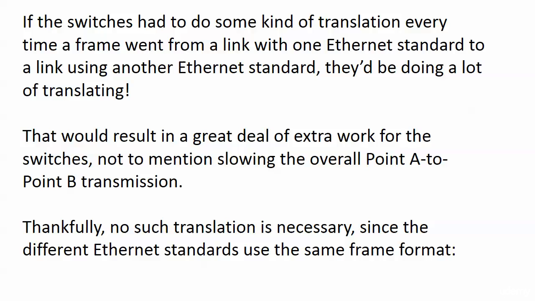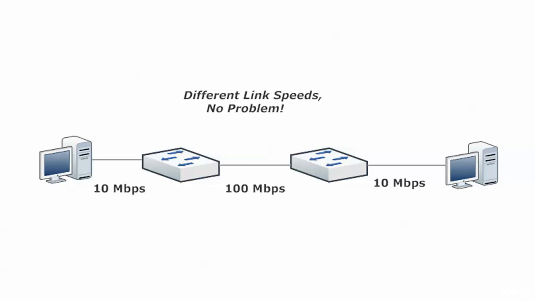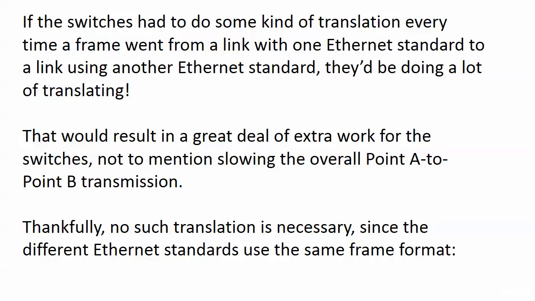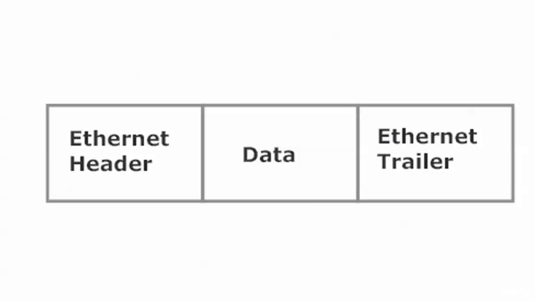Because if the switches had to do some kind of translation every time a frame went from a link with one Ethernet standard to a link using another Ethernet standard, that would be a lot of translation, a lot of it. But thankfully, we don't have to do that. And by the way, that would be a lot of extra work for the switches, and of course it would slow the transmission down as a whole. The reason no such translation is necessary is that all of those Ethernet standards use the same frame format, and that is about as simple as it gets. You've got your data in the middle, your header out front, your trailer out back, bada bing, bada boom, you've got your Ethernet frame.